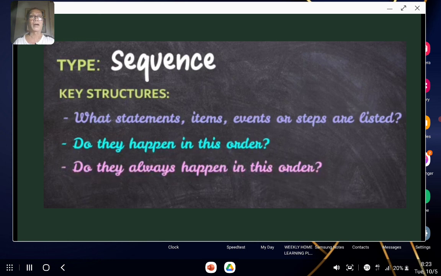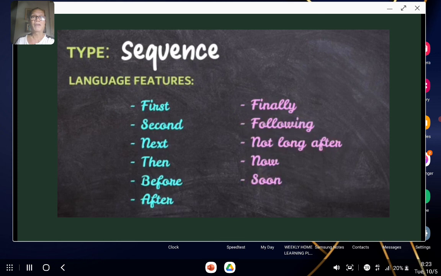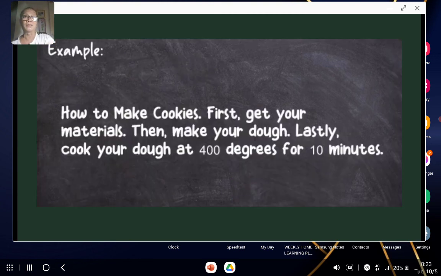The key structures are: what statements, items, events, or steps are listed? Do they happen in this order? Do they always happen in this order? And we have the language features, which are first, second, next, then, before, and after, finally, following, not long after, now, or soon.